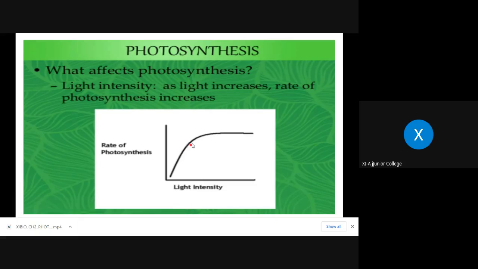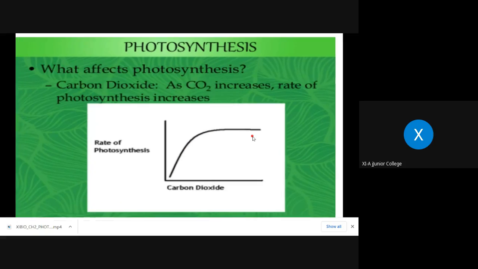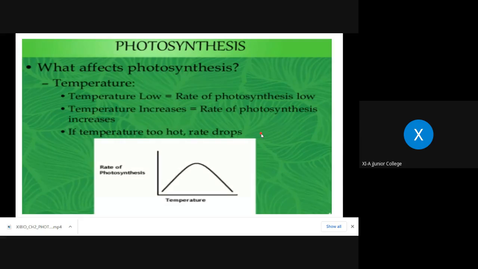The second factor is the availability of CO2. As the amount of CO2 is increased, the rate of photosynthesis also increases in a similar way up to a certain extent. Then it remains the same. And the third factor is temperature. This temperature graph is a little different. As the temperature is low, the rate of photosynthesis is low. As the temperature increases, the rate of photosynthesis increases. But if the temperature is too hot, the rate drops.